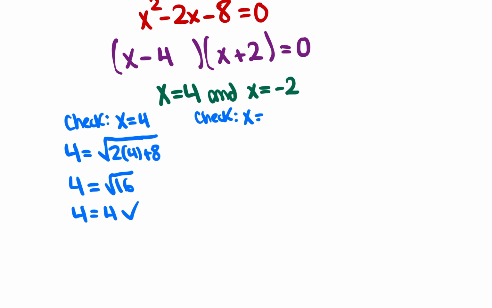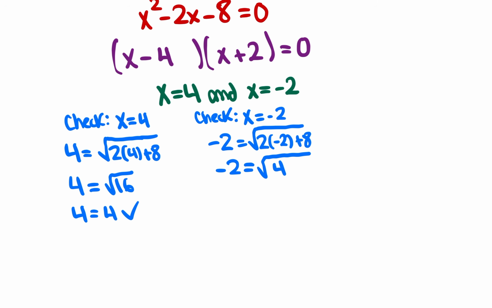Then we have the check for x equals negative 2. We have negative 2 is equal to the square root of 2 times (negative 2) plus 8. On the left-hand side, we still have that negative 2. But on the right-hand side, we have the square root of 2 times negative 2. That's negative 4. Negative 4 plus 8 gives us positive 4. And we have negative 2 is equal to, but wait a second, we know that the square root of positive 4 is going to be positive 2. So this one does not check out. So the only solution that we have is x is equal to positive 4.